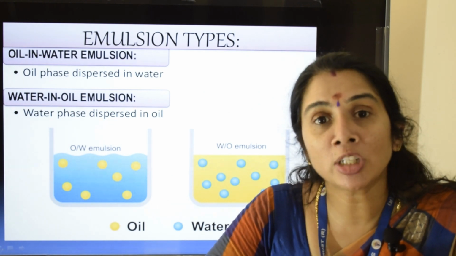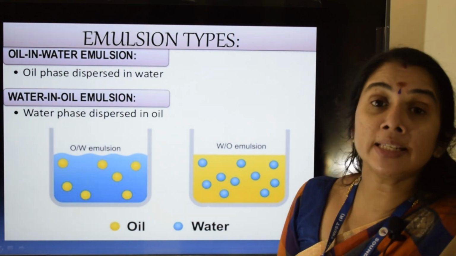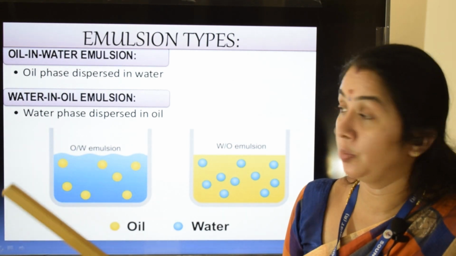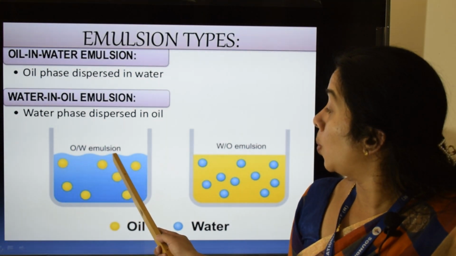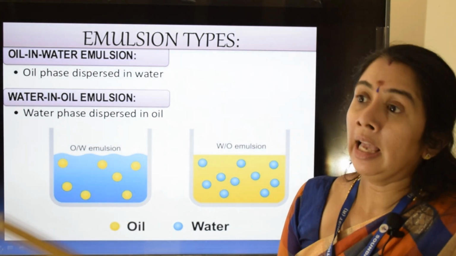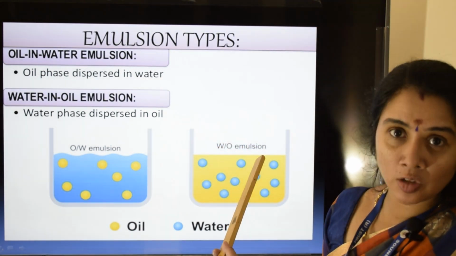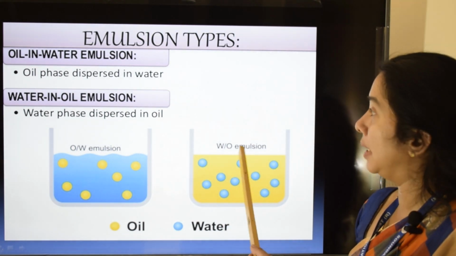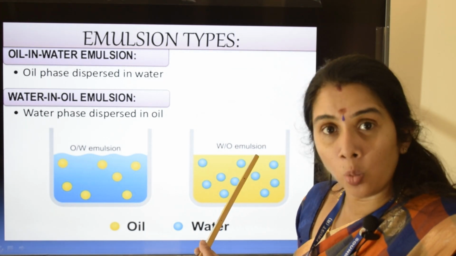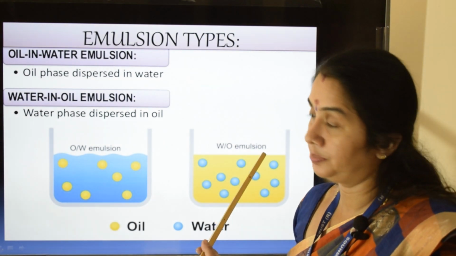Okay, so we have got two types of emulsion. One is oil in water emulsion. The oil is the dispersed phase and water is the dispersion medium. O/W, this is the picture. Here yellow particles are the oil and blue is water. Oil in water type. And we have got the second type, water in oil. So water is the dispersed phase and oil is the dispersion medium. So two types of emulsions are there: O/W, that is oil in water, and W/O, water in oil.